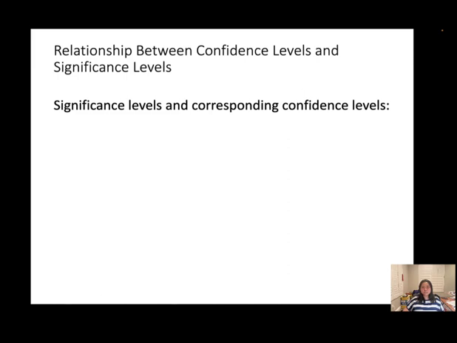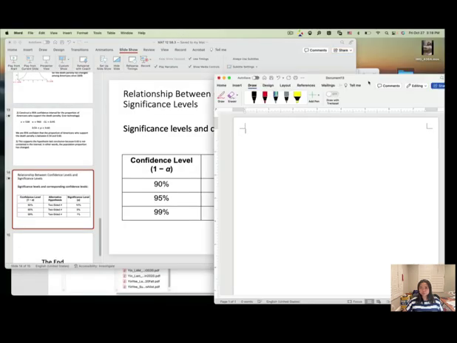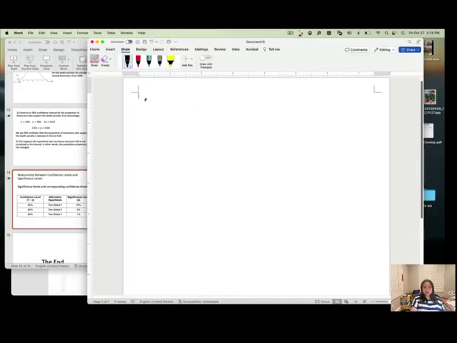Relationship between confidence levels and significance levels. If you want to construct the confidence interval and compare the result with the hypothesis testing, you may need to pay attention to the confidence level and the significance level. For example, let's say we are working on the hypothesis testing for a population proportion. I just make up the data: p equal to 0.5. Alternate hypothesis, p not equal to 0.5. So you know this is gonna be a two-tail test.